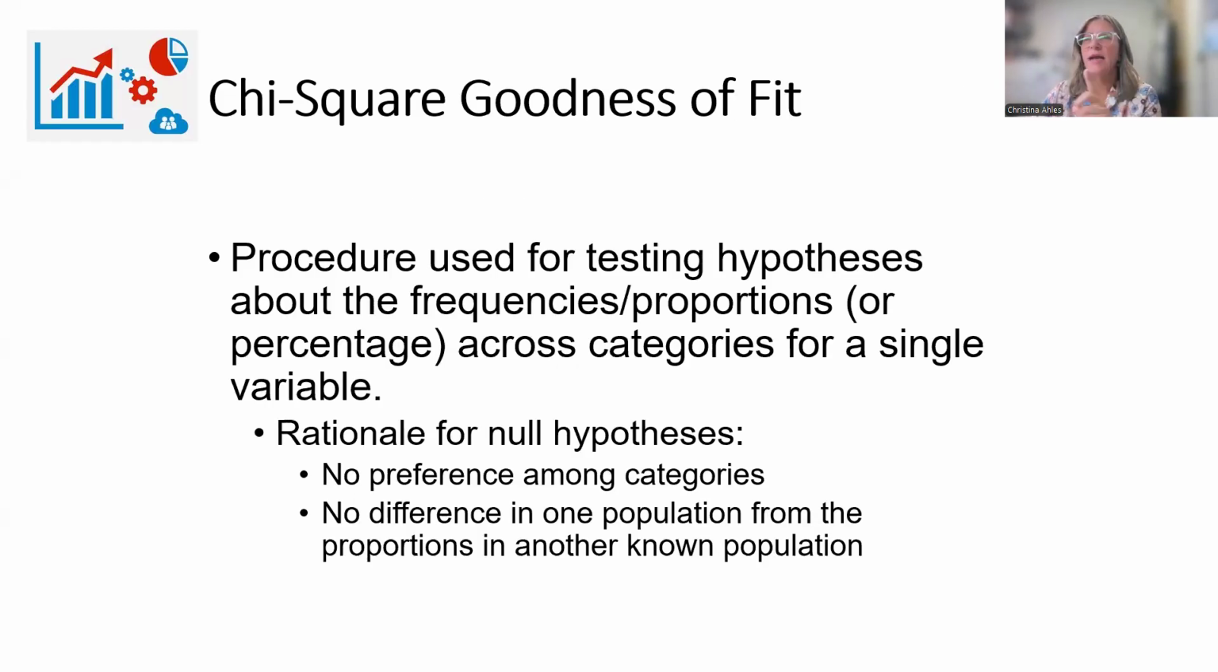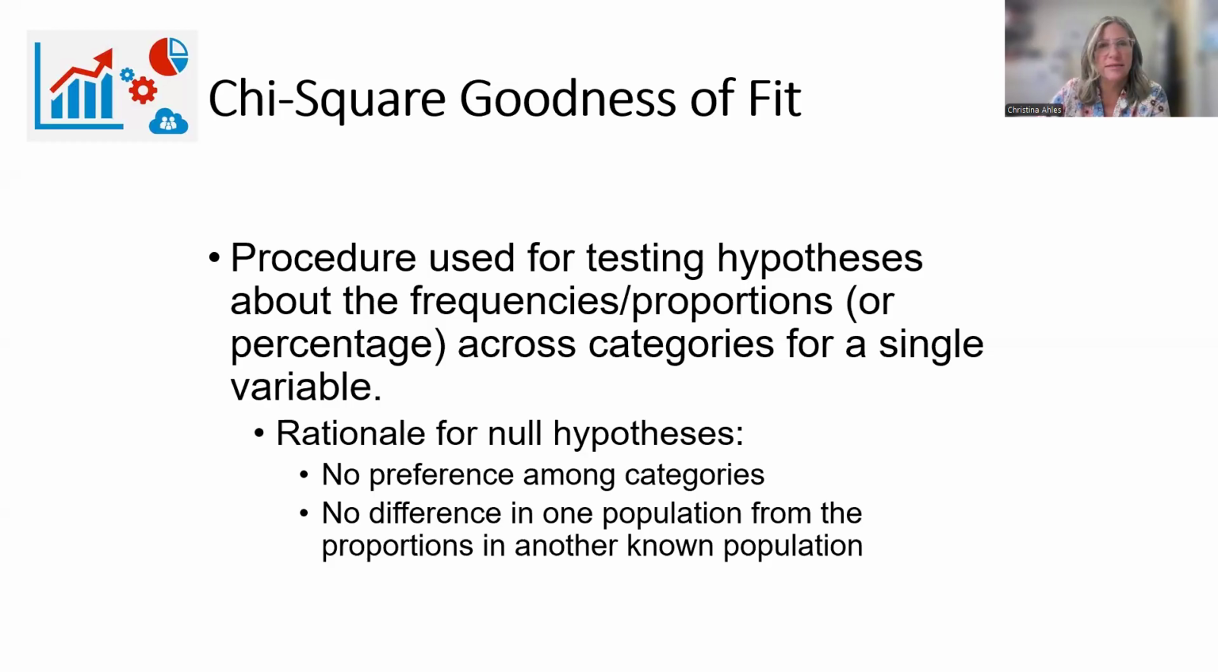So the first chi-square test that we're going to learn is the goodness of fit. You're going to learn two different hypothesis tests using non-parametric, and that's specifically the chi-square goodness of fit, and then we're going to look at chi-square test for independence. So first and foremost, let's look at the chi-square goodness of fit.